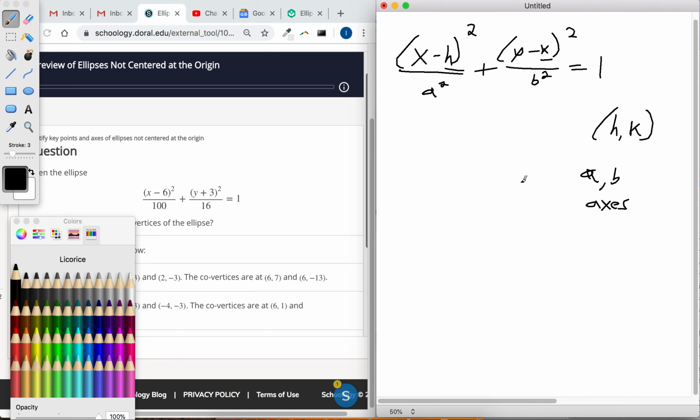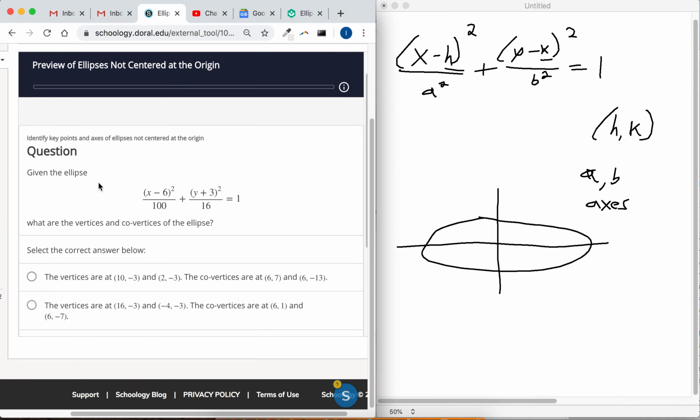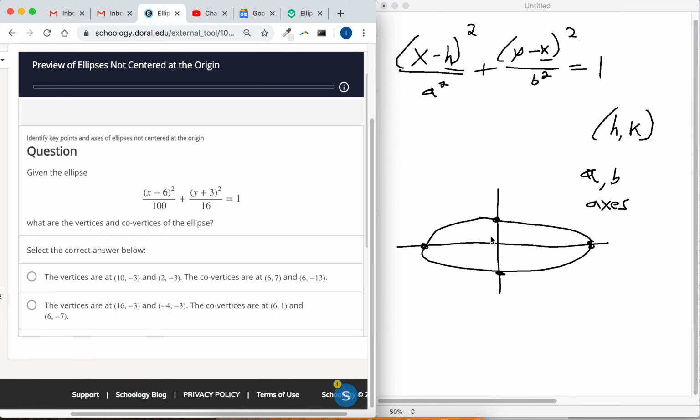One's major, one's minor. So a major axis would be in the horizontal direction. So a would be the major axis for this ellipse that I just drew, because that's the longer of the two directions for the ellipse. So the vertices and co-vertices. The vertices are these dots here on the longest axis, and then they usually call the co-vertices the points on the smaller of the two axes.